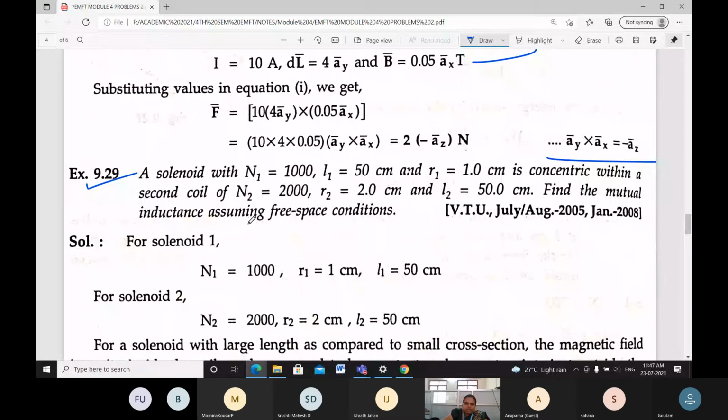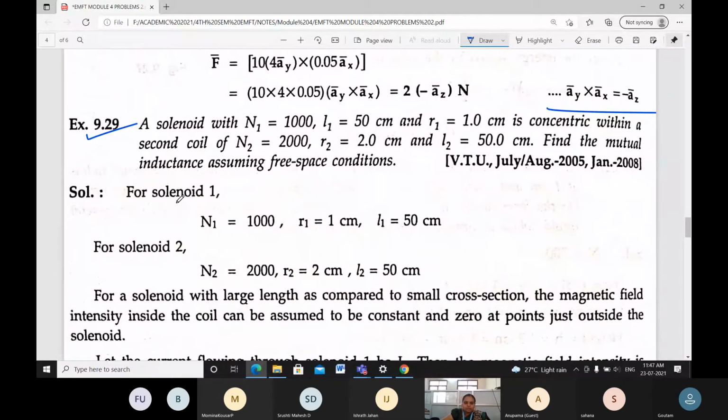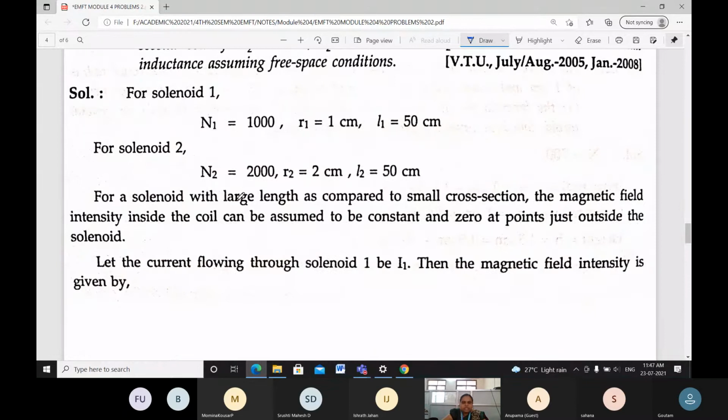Find the mutual inductance assuming free space conditions. For solenoid 1, what is taken for this case? N1, R1 and L1 are given, and respectively for solenoid 2, N2, R2 and L2 are also given. For a solenoid with a larger length as compared to its small cross section, the magnetic field intensity inside the coil can be assumed to be constant, and zero at the points just outside the solenoid.